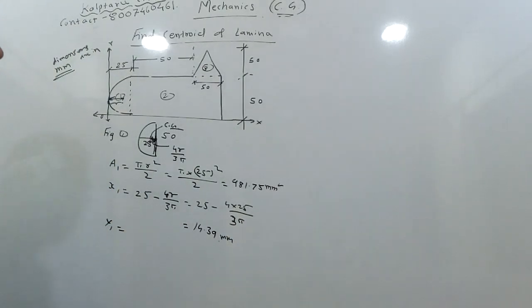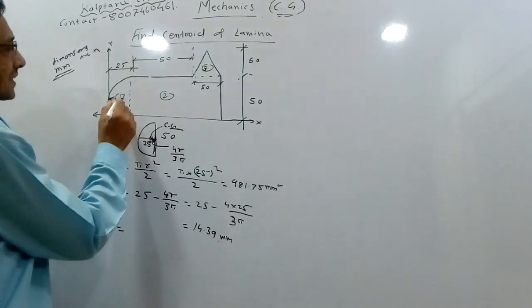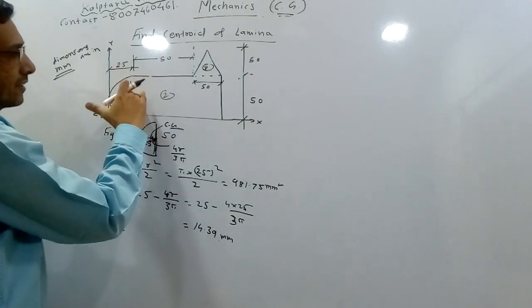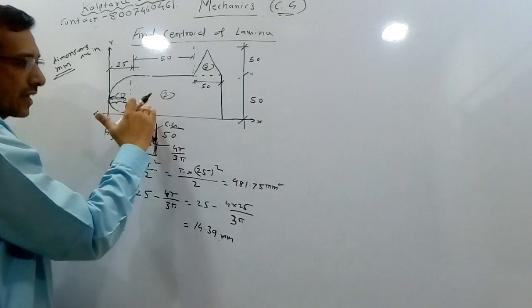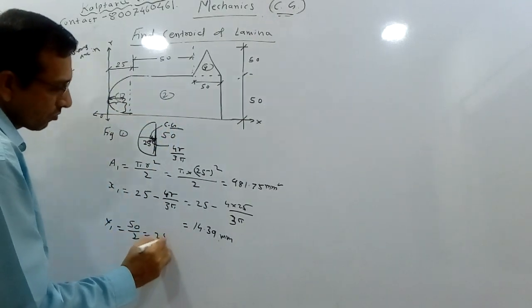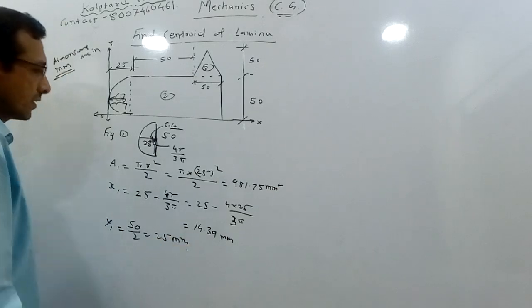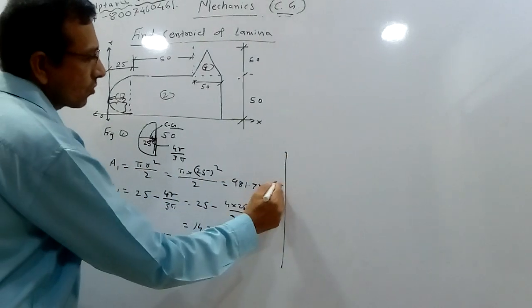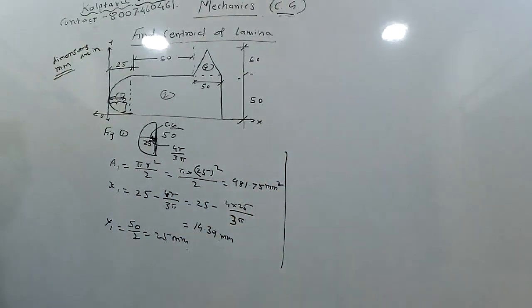Now y1. What is the y1? Tell me. Y1 is distance from x-axis. So actually it is exactly at the center. Means 50 is the diameter, so the radius is at the center line. So it is 50 by 2, that is equal to how much? 25 millimeter. Now this is understood or not? Okay. Now figure 1 is over.